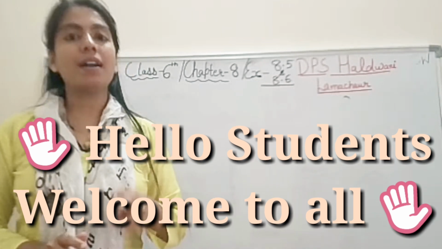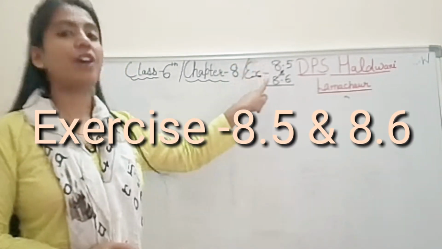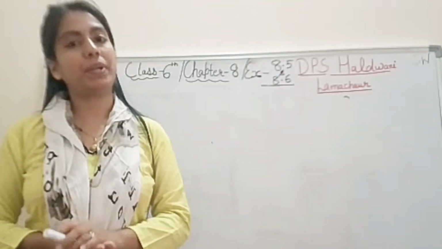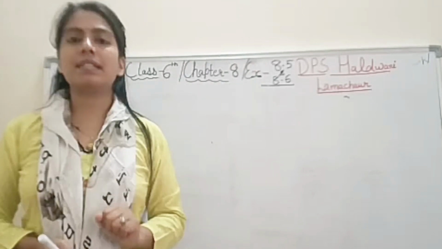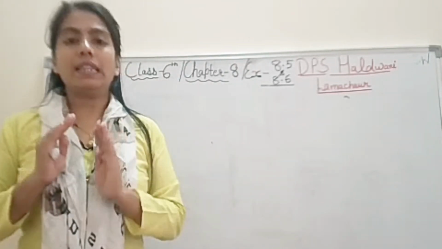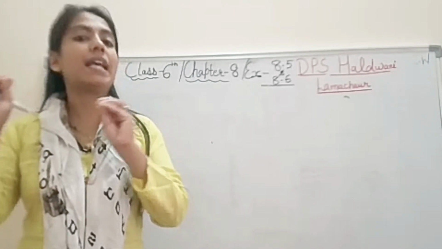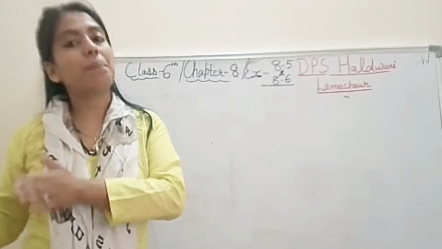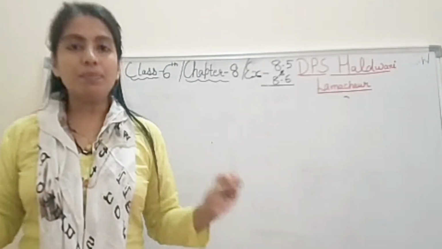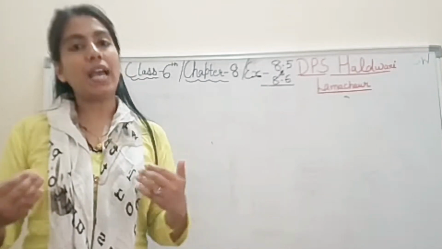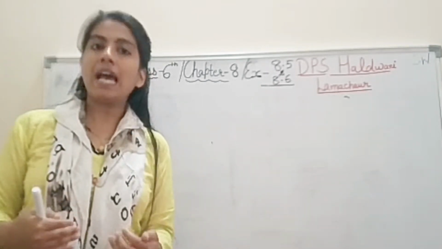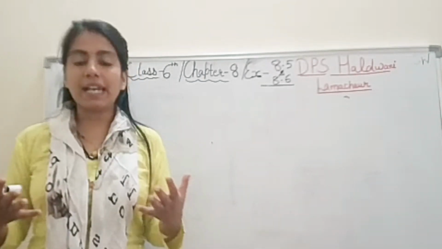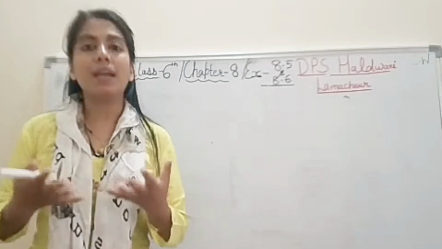Students, today we are going to start a new exercise, 8.5 and 8.6, and with these exercises today we will complete our chapter 8. Both the exercises are very simple. In this exercise we have addition and subtraction questions, which means you have to add or subtract the given terms. We also have word problems, in the form of addition and in the form of subtraction. So let's quickly start: how to add and how to subtract a decimal number.